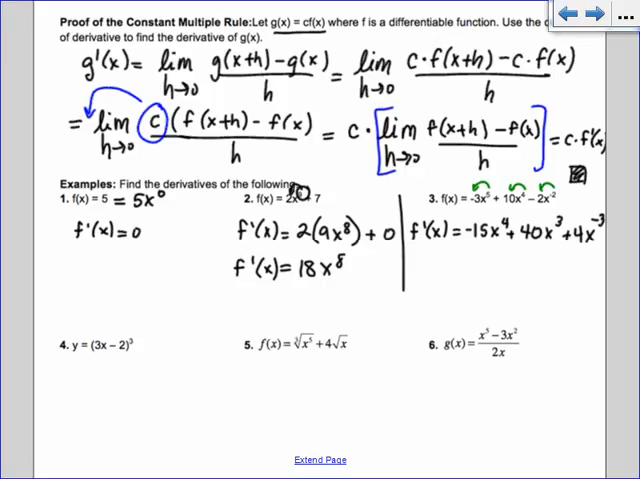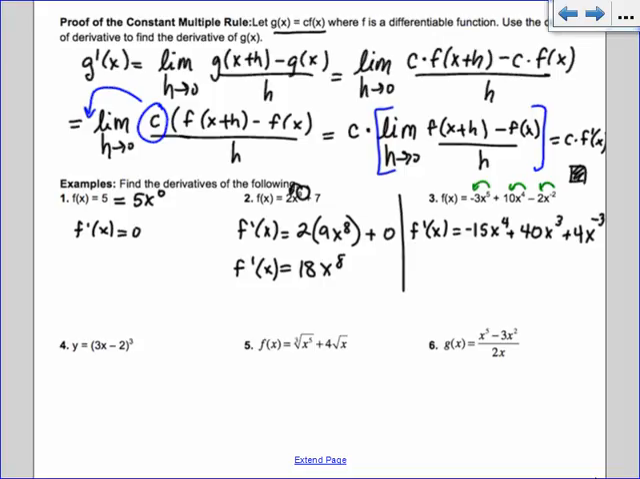Can you imagine doing it with the limit as h goes to 0 business? Think about x to the 5th. You'd have x plus h raised to the 5th. Oh man, aren't you glad I taught you this shortcut? I could have tortured you for days.